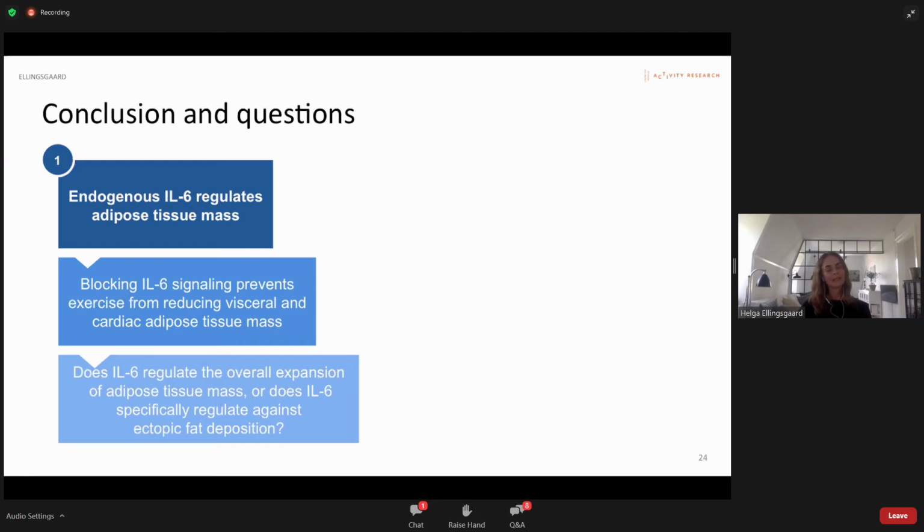And currently we don't know, but one of the, I would say, many questions that we are left with is whether IL-6 regulates the overall expansion of adipose tissue mass. And we haven't studied this yet. What may be happening is that IL-6 specifically regulates against ectopic fat deposition, which is what epicardial and visceral adipose tissue fat mass is considered to be. But this is something we'll have to look further into.